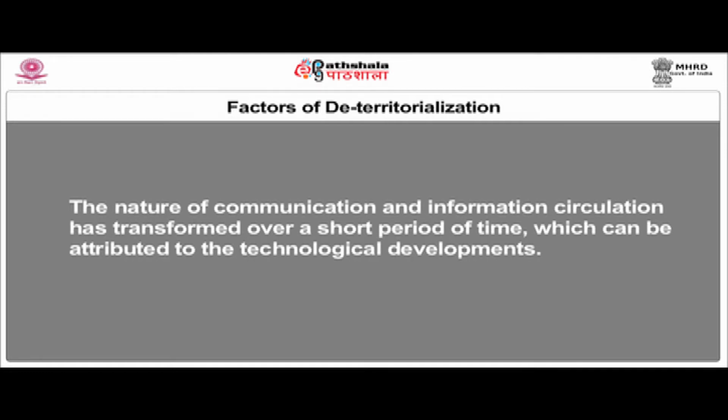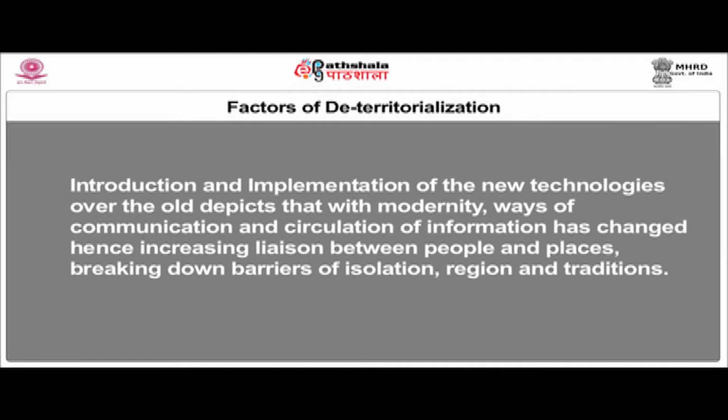The nature of communication and information circulation has transformed over a short period of time, which can be attributed to technological developments. The introduction and implementation of new technologies over the old depicts that with modernity, the ways of communication and circulation of information have changed. Hence, there is an increasing relation between people and places, breaking down barriers of isolation, region and traditions.